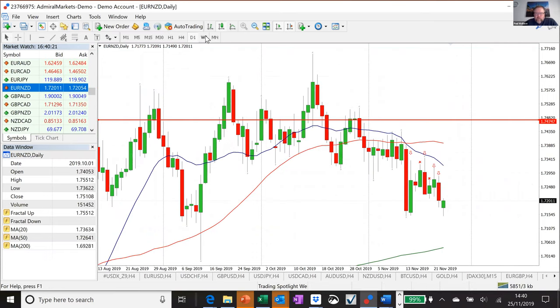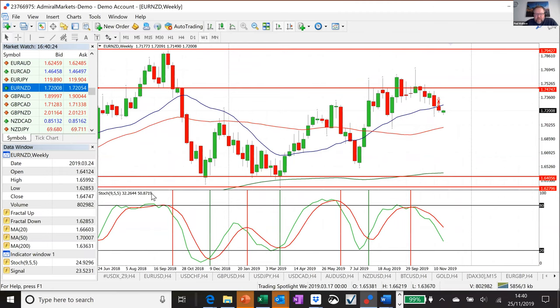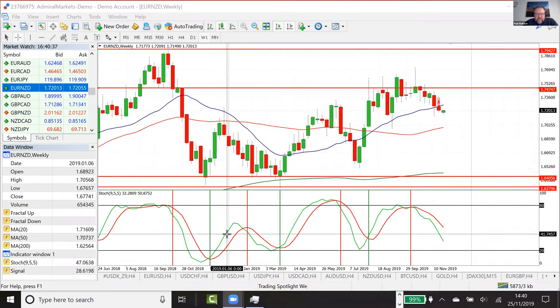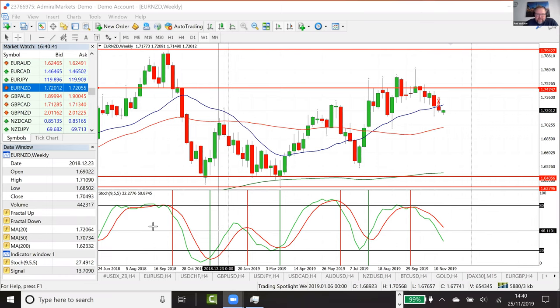But what we're looking for in particular here on the weekly chart, I have my stochastic here, and I've literally just drawn it in. We've got our stochastic indicator here, the green, and then you've got the signal line. And you can see the stochastic is much faster than the signal line.